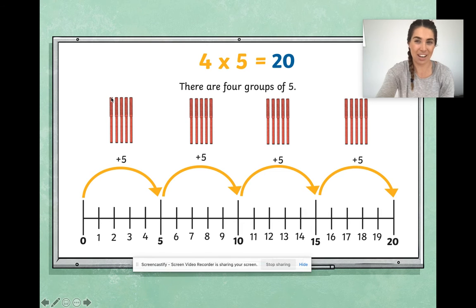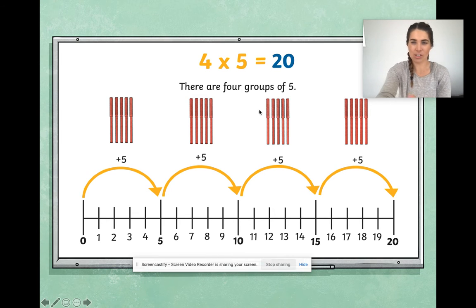Count with me. We're going to count really fast. Are you ready? 1, 2, 3, 4, 5, 6, 7, 8, 9, 10. Are you keeping up? 11, 12, 13, 14, 15, 16, 17, 18, 19, 20. Or I could use my skip counting by 5 to help me. Count with me. 5, 10, 15, 20.